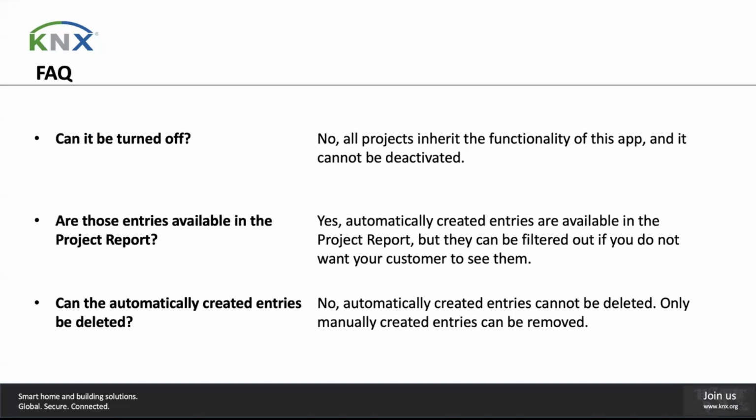So can it be turned off? No. All projects inherit this. It can't be deactivated. You get these changes in a report, and you can filter them out if you don't want your customer to see them. So if you want to produce a more consolidated or less detailed project report, you can do that. And can the automatic entries be deleted? No, they can't. Only the manual entries can be removed. So when you put stuff in the project log yourself, those can be deleted, but not anything that's automatically created.